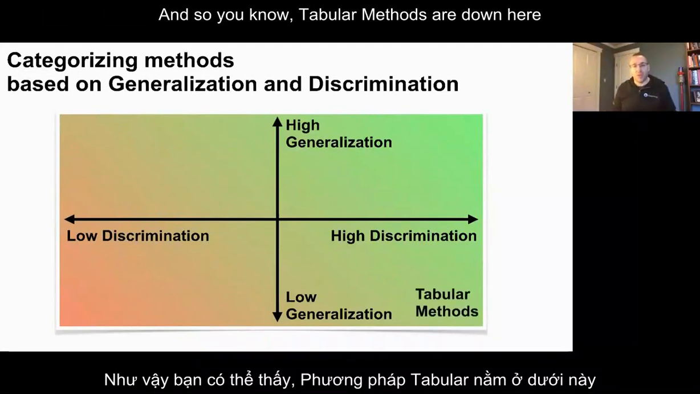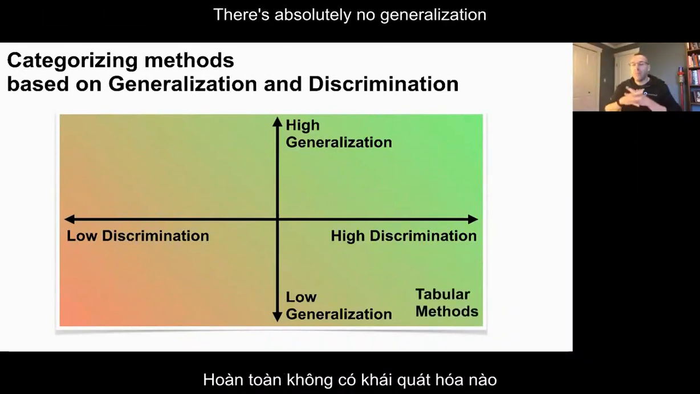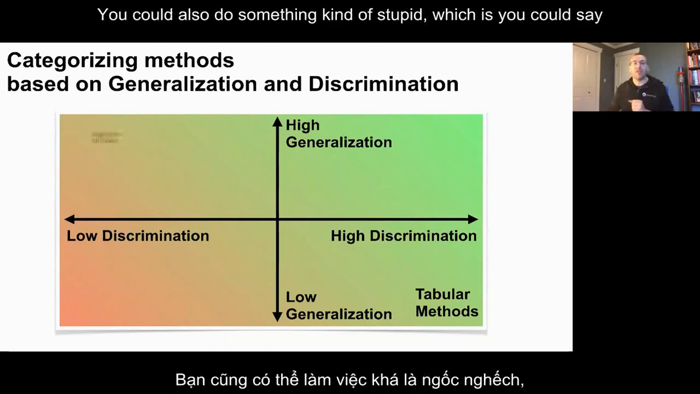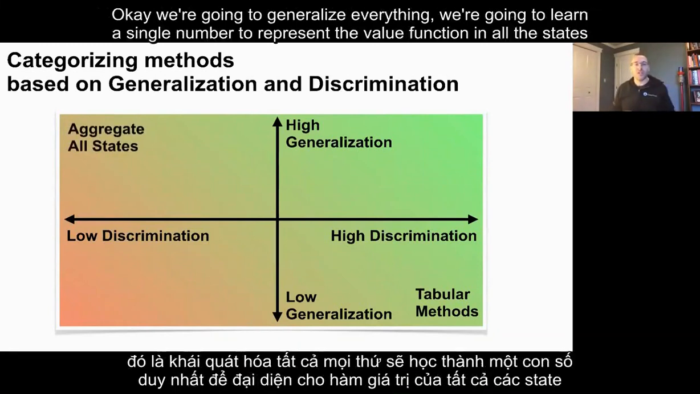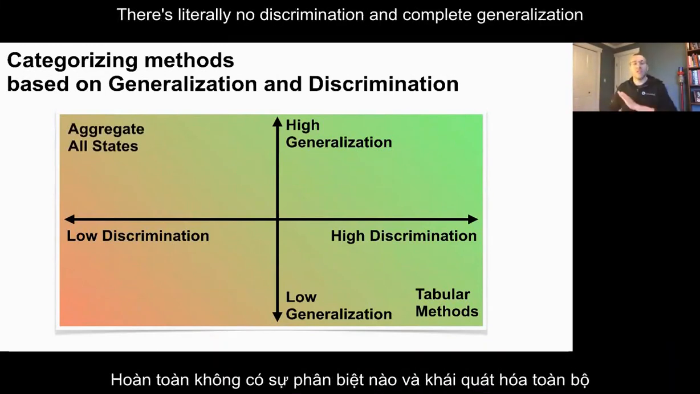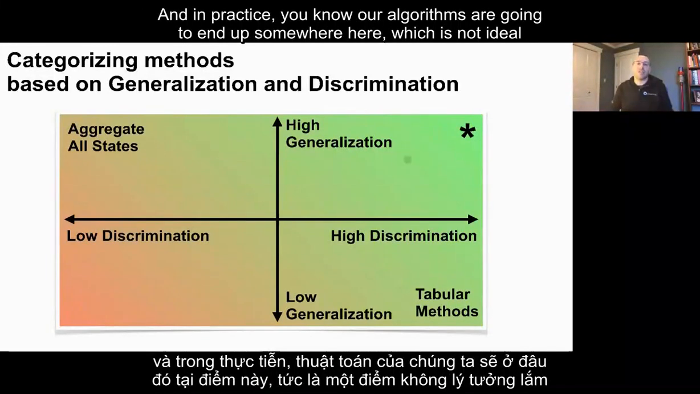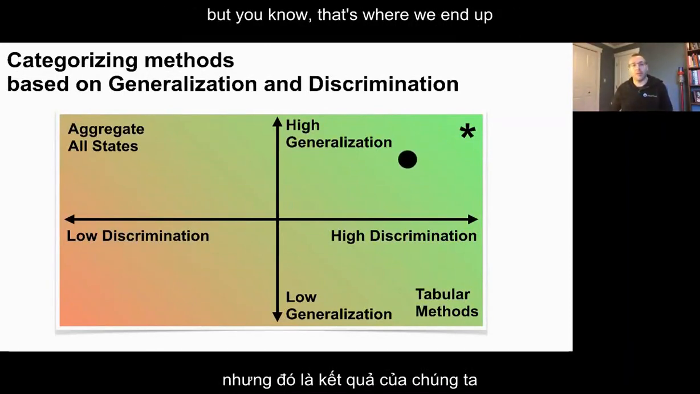And so tabular methods are down here. There's absolutely no generalization. You can learn a separate value for every state in the table, with high precision, so it means you have high discrimination. You could also do something kind of stupid, which is you could say, okay, we're going to generalize everything. We're going to learn a single number to represent the value function in all the states. This is like a bias unit. There's literally no discrimination and complete generalization. Now, where we want to be is up here. We want to be able to generalize well and discriminate when we need to. And in practice, our algorithms are going to end up somewhere here, which is not ideal, but that's where we end up.